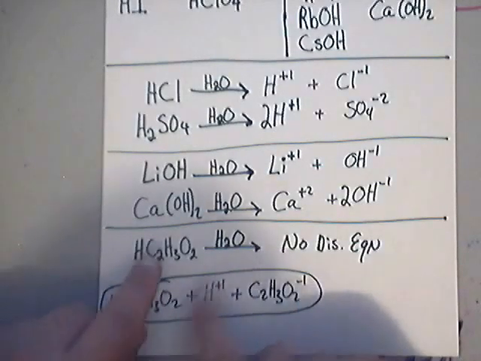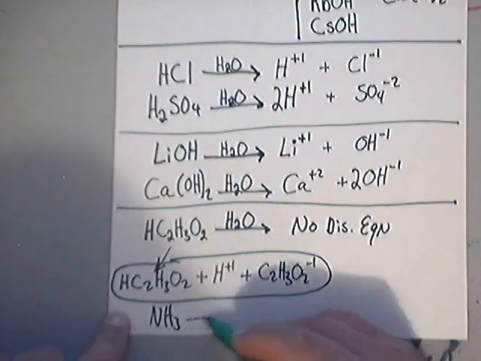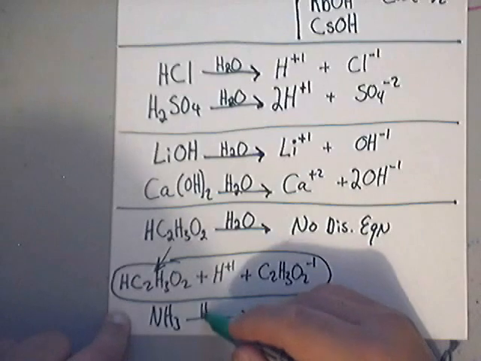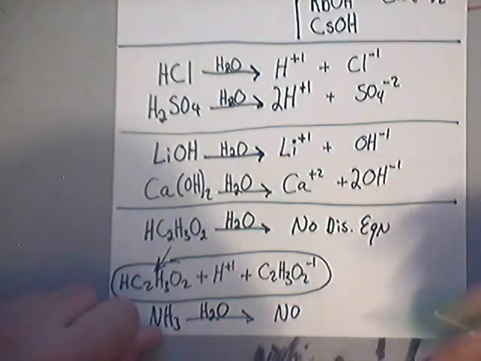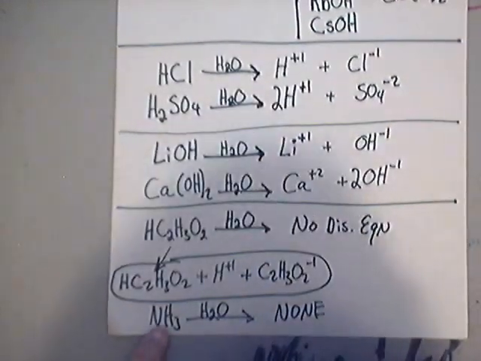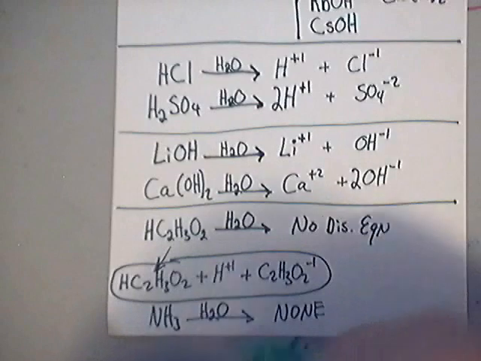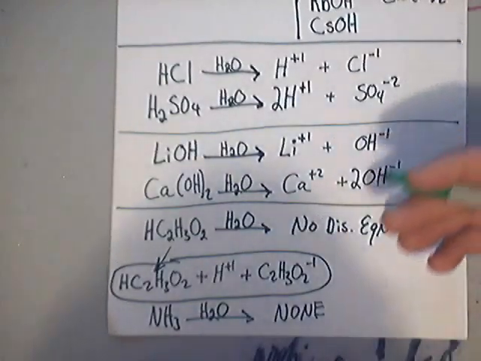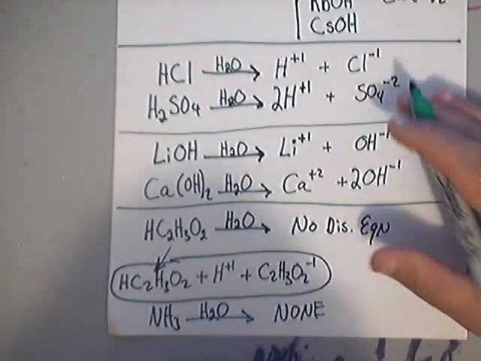So just remember, if you see a weak acid or a weak base, for example ammonia, NH3, which is a weak base, there's not going to be a dissociation equation, so you just say no or none. Weak ones do not break down. I hope this was helpful in explaining what weak acids and weak bases are, and what strong acids and strong bases are.